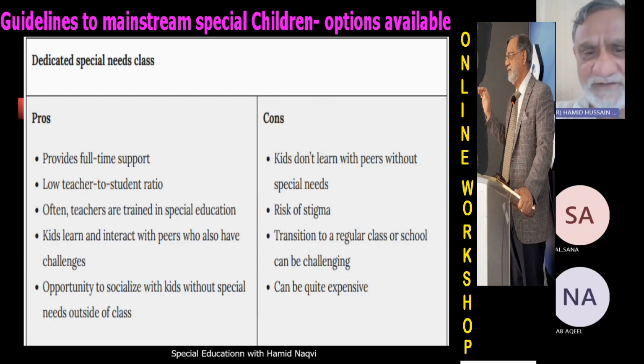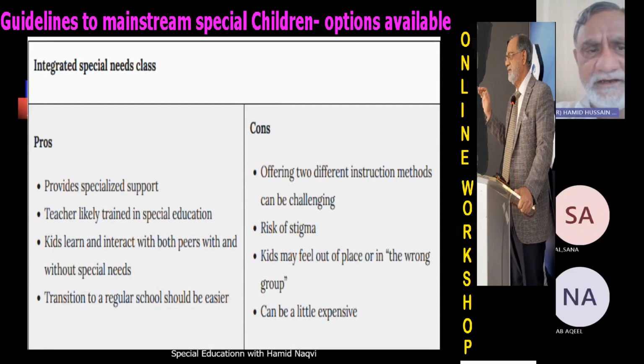Now the disadvantages are that kids do not learn with peers without special needs. Again, there is a risk of stigma because they are studying in a different class, specialized for special people. Transition to a regular class or school can be challenging. Yes, it can be quite expensive. You know, running a special section for special kids in a normal school would obviously be very expensive.